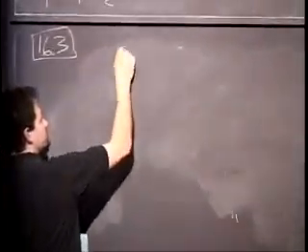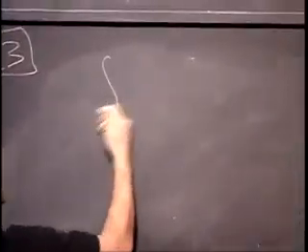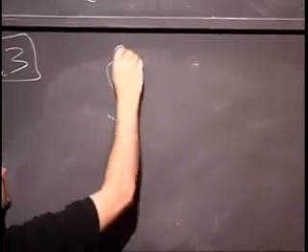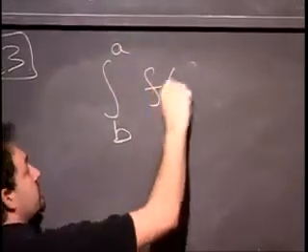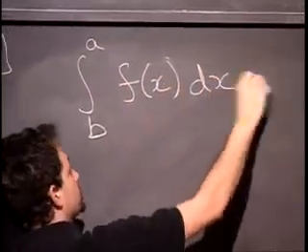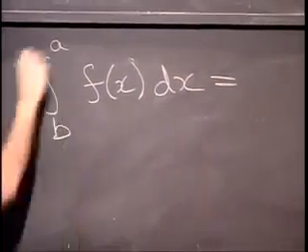So here's the first property. If I integrate from b to a, this is the hardest property, by the way. I'm starting off with the most difficult one. Suppose that b is bigger than a.